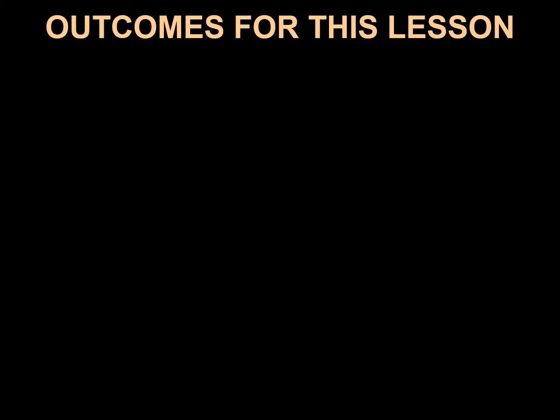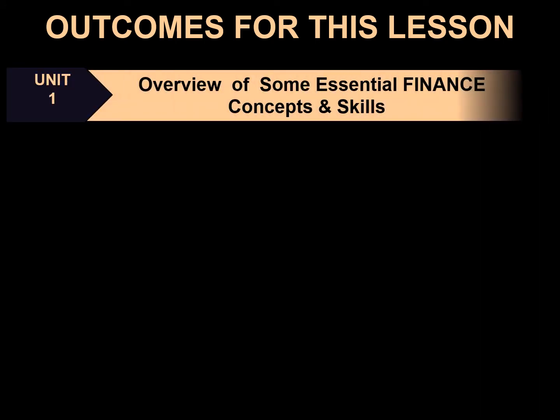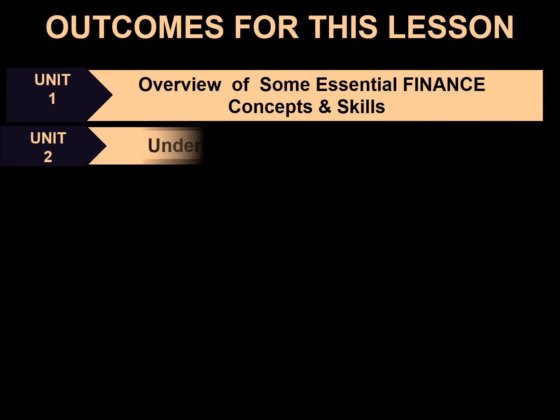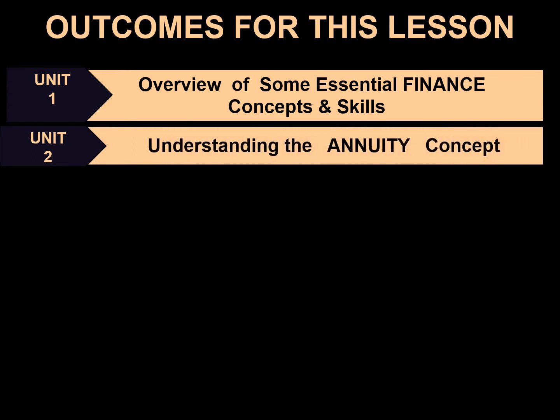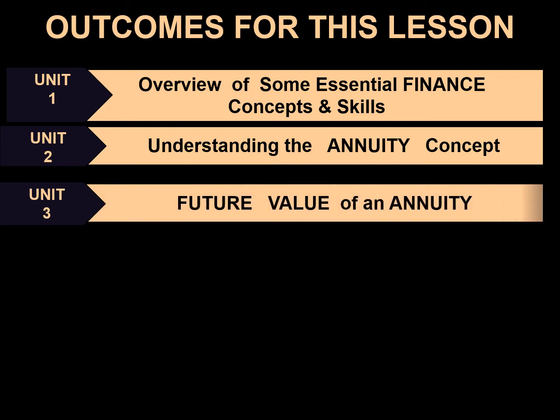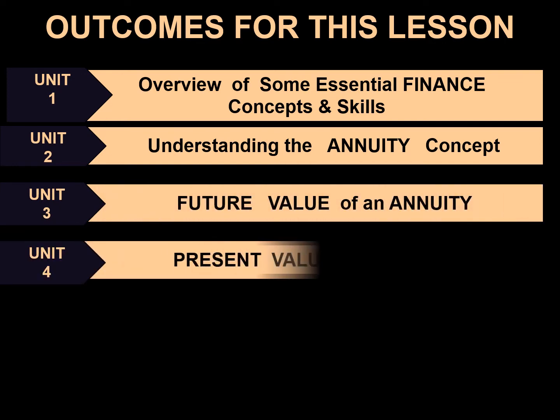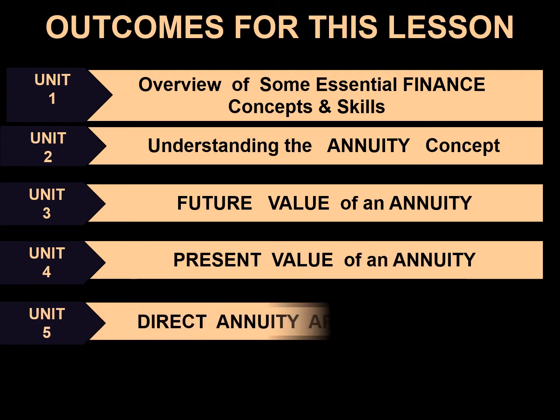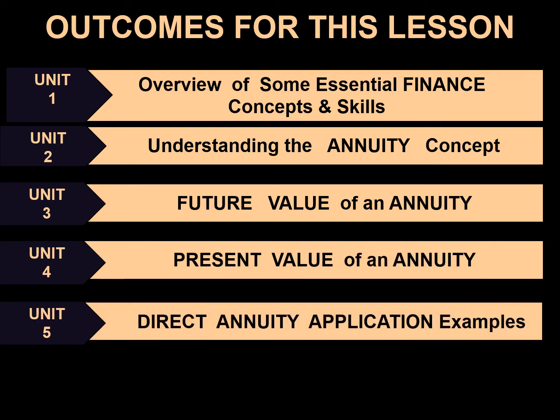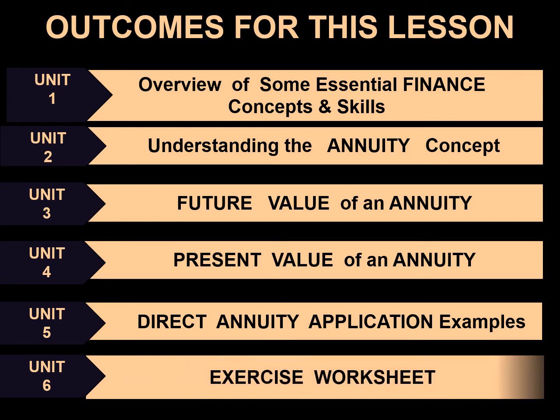Let's see what we want to achieve in this lesson. First of all, we're going to do an overview of some of the essential finance concepts and skills which you would have done in grade 10 and grade 11. Then we're going to look at the concept of annuities, and specifically the future value of an annuity, and then the present value of an annuity. Then we're going to do some direct applications of present and future values. And as usual in all my videos, we will end up with an exercise worksheet based on these concepts.